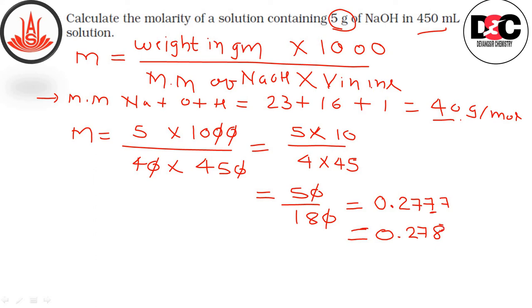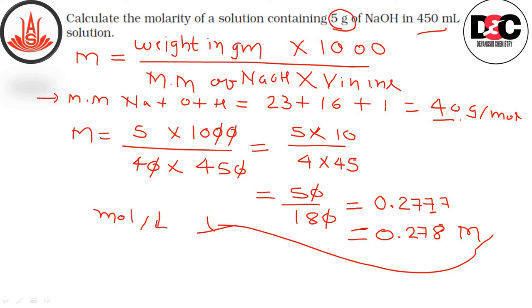And the unit would be molarity, or you can also write the other different units of it, that is mole per liter, or you can write it mole per decimeter cube. Okay, so this is the way by which you can find out the molarity.